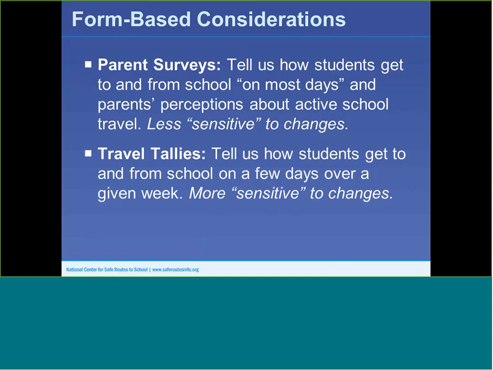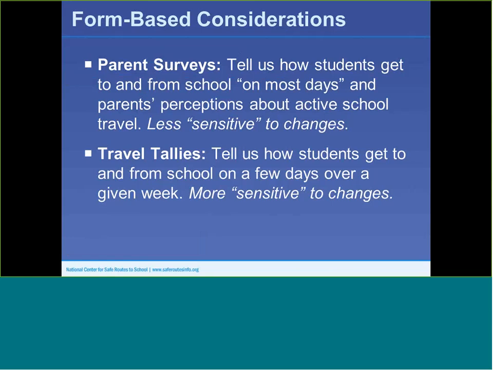So just considerations about the forms themselves. The parent survey is really telling two things. One is how the children whose parents respond to the survey, how do they get to school on most days? That is on the form itself, on most days. And it's also perceptions about what parents think about walking and cycling to school. How much fun is it? How healthy? Does the school support walking and cycling?